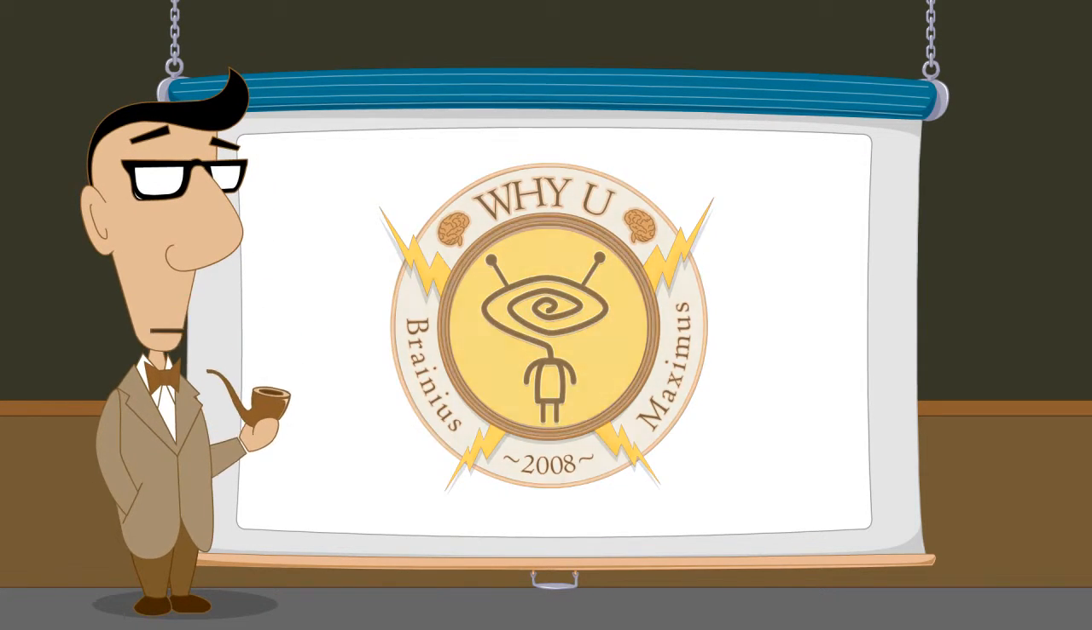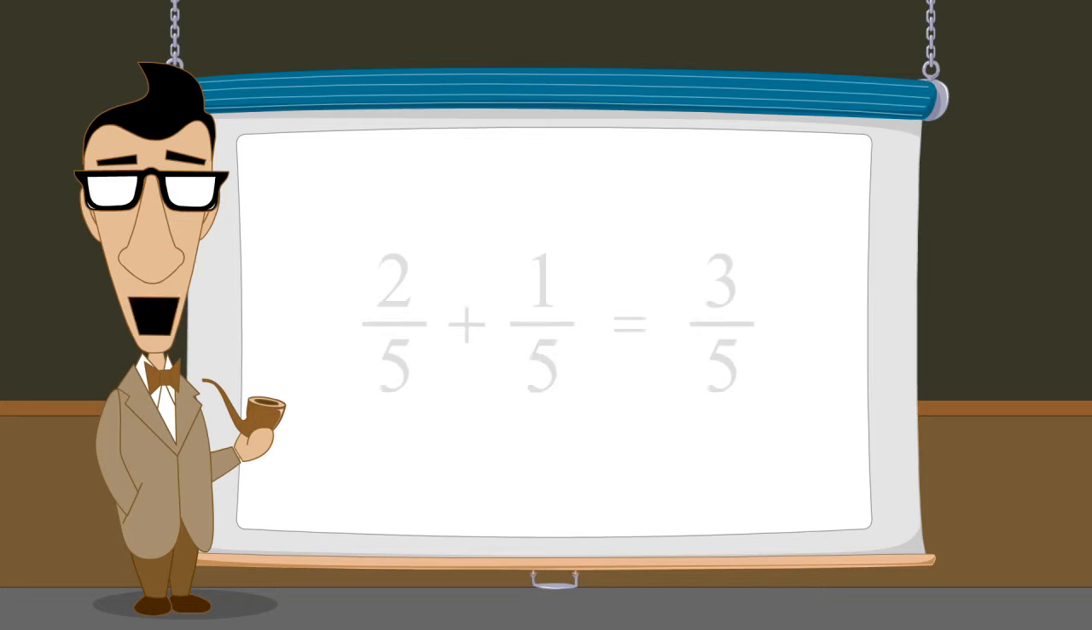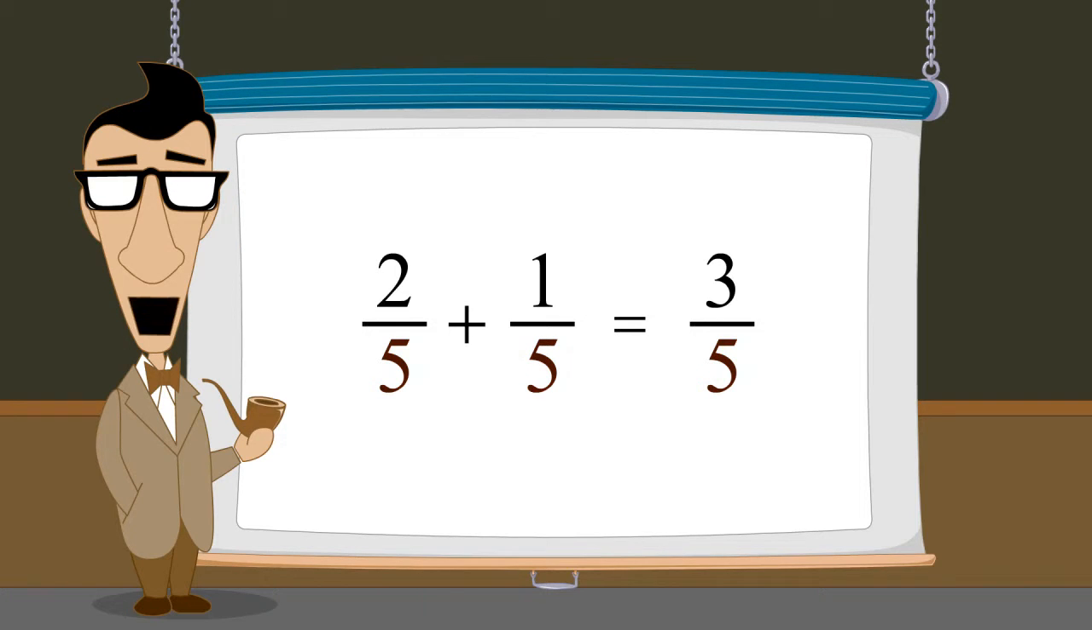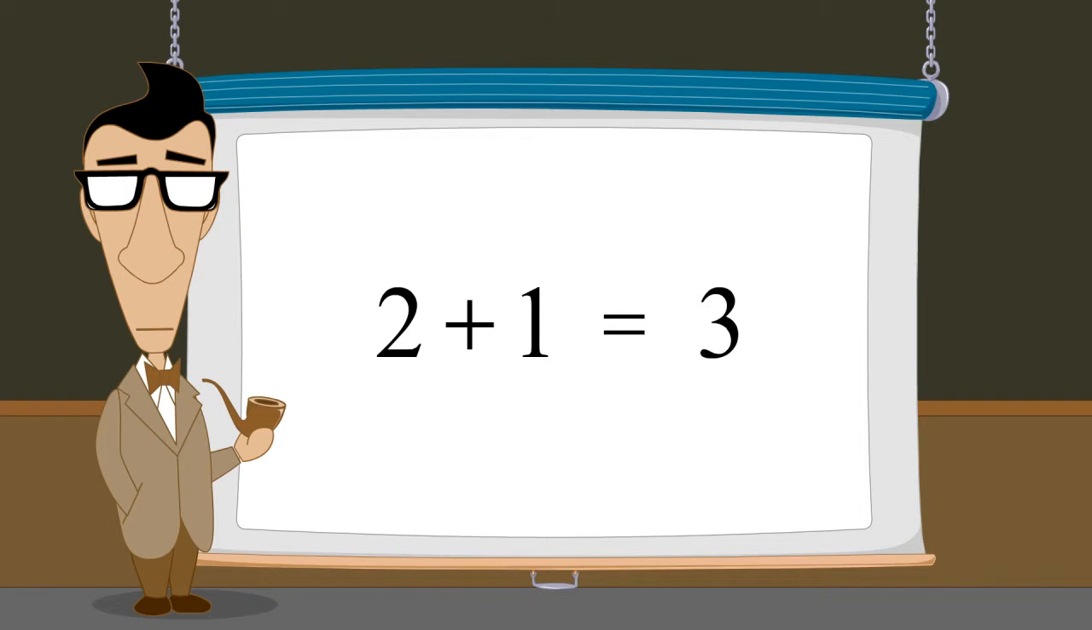In the previous lectures, we saw how to multiply and divide fractions. We also saw that adding and subtracting fractions is easy as long as they have the same denominators. In that case, it's very much like adding and subtracting integers.